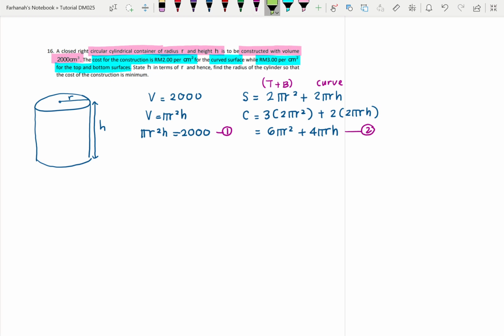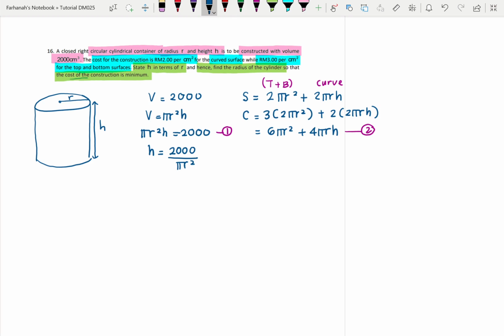Okay, sekarang kita start baca soalan. Apa yang dia nak? First kali, state h in terms of r. Okay, yang ni mudah je lah. Daripada equation 1, obviously, awak boleh statekan h equal to 2000 over pi r square. Settle for that. Hence, find the radius for the cylinder so that the cost for the construction is minimum. Kita sekarang nak minimizekan cost. Since kita nak minimizekan cost, maka awak boleh differentiatekan equation untuk cost. Yang mana satu? Okay. So, yang ni adalah untuk equation yang kedua.